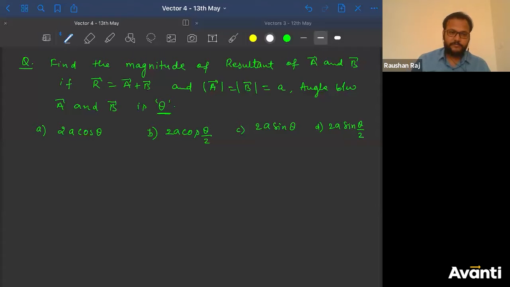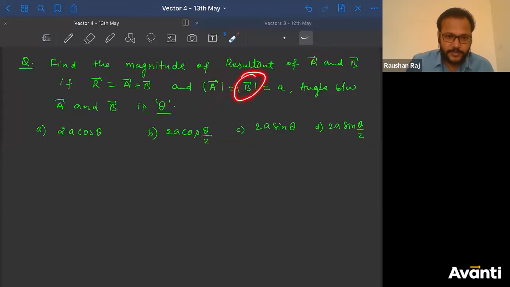What is A? A is the magnitude of vector A and vector B. I have written it here. Vikas, read the question carefully, don't ask just like that. What is A? What is B? See, it is written here: modulus of A, modulus of B is equal to small a. No problem Disha, we will solve it. Bharat, simplify that. You need to simplify that.